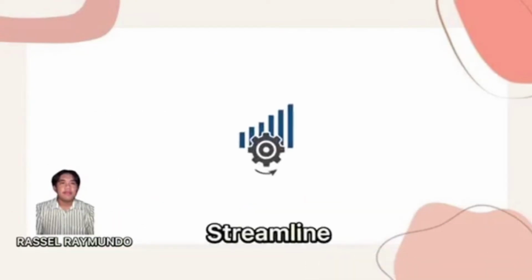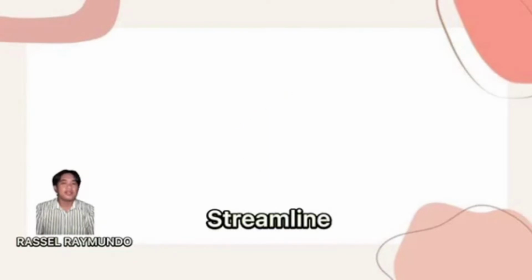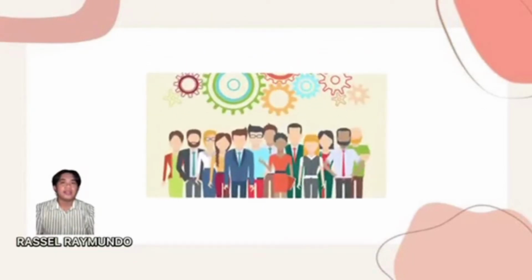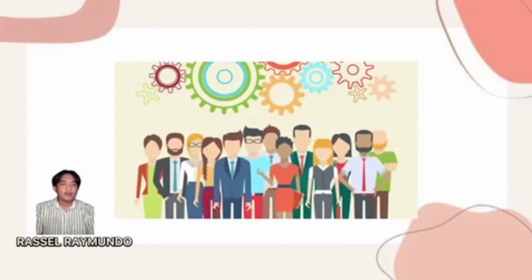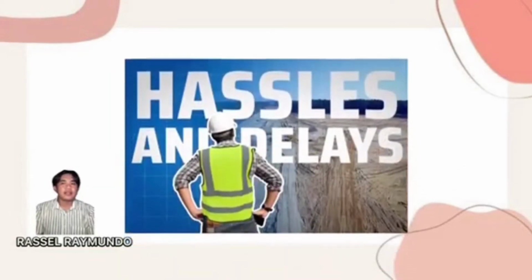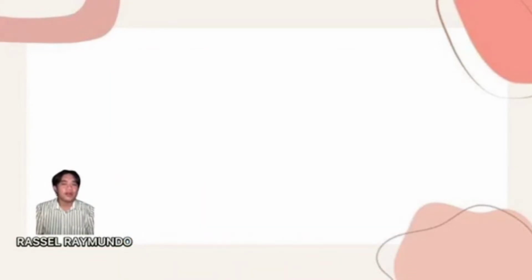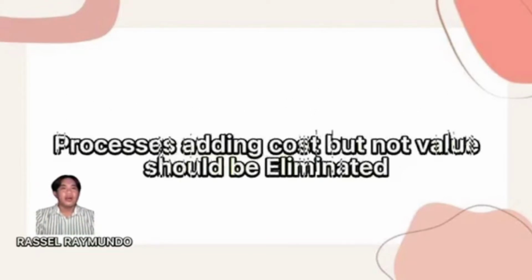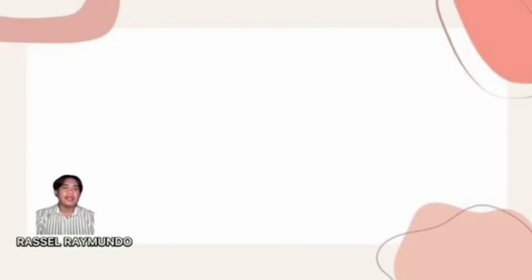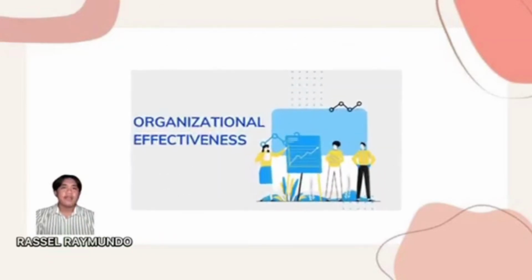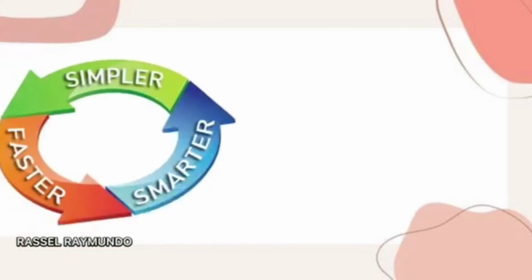Streamline. It means that the process should offer the least resistance to motion in the organization. Quite often, some processes cause delays or hassles, leading to problems either to the customers or the employees. Make it short. A process that is adding cost but not value should be eliminated. It is to make an organization or system more efficient and effective by employing faster or simpler working methods.